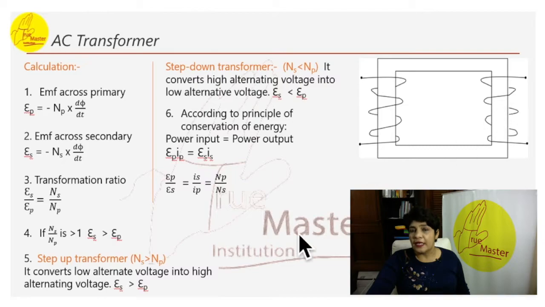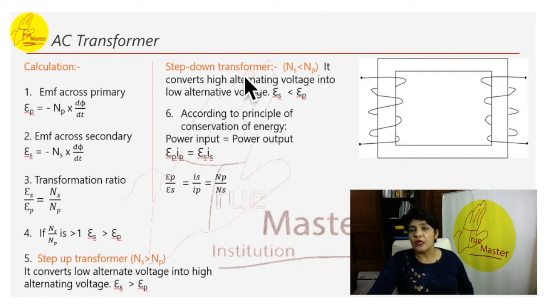If the secondary coil has more turns than the primary coil, then it is called a step up transformer. What happens in a step up transformer? It converts a low alternating voltage into high voltage. It's going to convert from low to very high. So it is used in the electricity department to transfer electricity to our houses. So those are step up transformers.